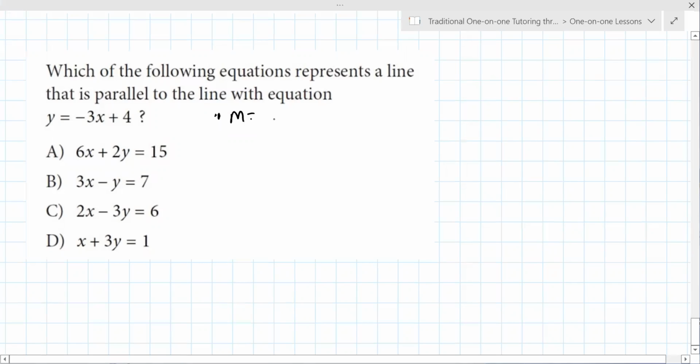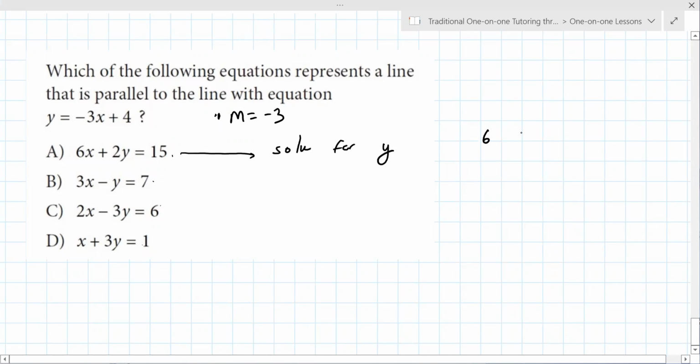Okay, so the slope is -3. The problem is that none of these have the same form. So what I'm going to do is solve this one for y. So you can see how to do this.